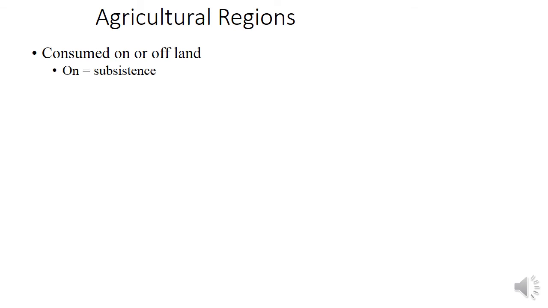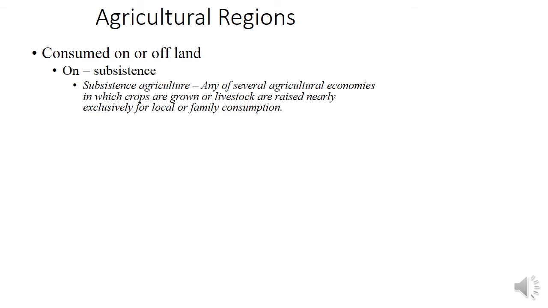So if it is consumed on site, if the food that is grown on that farm is mostly consumed by the farmer's family, we refer to that as subsistence agriculture. A family is subsisting off of that produce. That is how they get their survival, and that is the main purpose of that food.